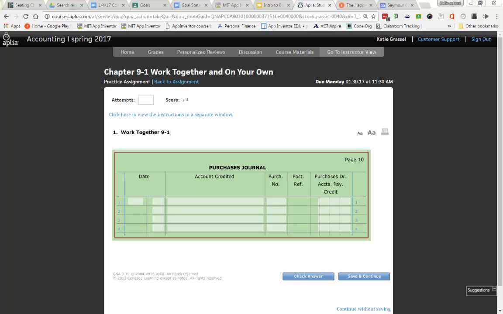And when we look here, I have my date column, which looks the same, but notice right here, it doesn't say item. What does it say? Account credited. So what we are going to be writing there is going to be our account title. For me, my example would be Office Depot. Okay. It doesn't say source document. It says purchase number. So I don't need to write the P, the S, the C. All I'm going to need to do is just write the actual purchase number.